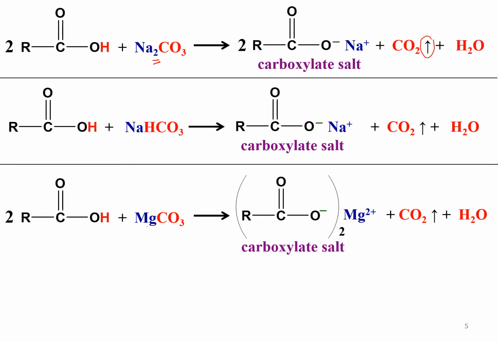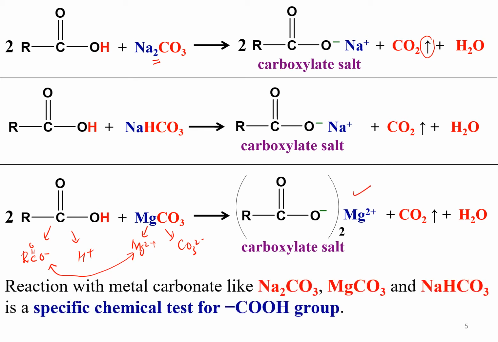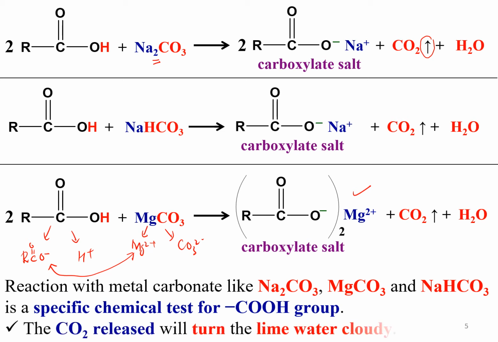Magnesium carbonate, you have Mg2 plus and carbonate ions. Carboxylic acid, you have RCOO minus and H plus. So the Mg2 plus will combine with RCOO minus, so form the salt here. Reaction with metal carbonates like sodium carbonate, magnesium carbonate, and sodium bicarbonate is a specific chemical test for carboxyl groups. The carbon dioxide gas released will turn the lime water cloudy.